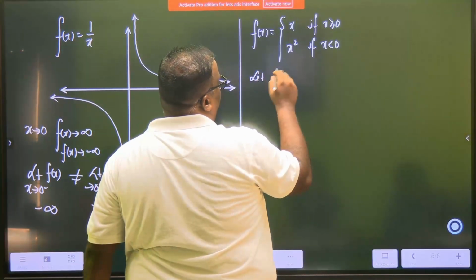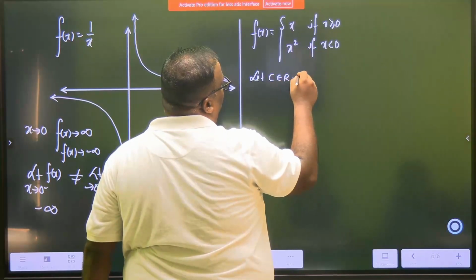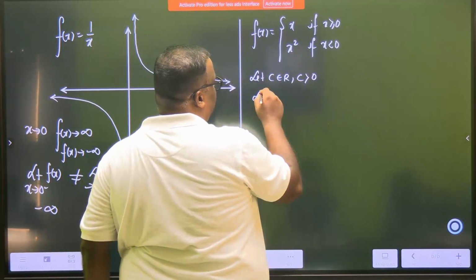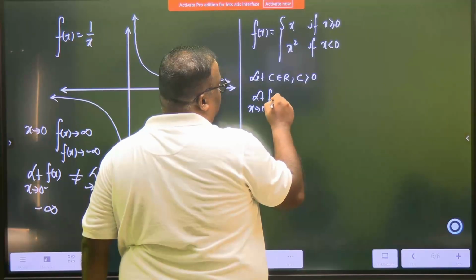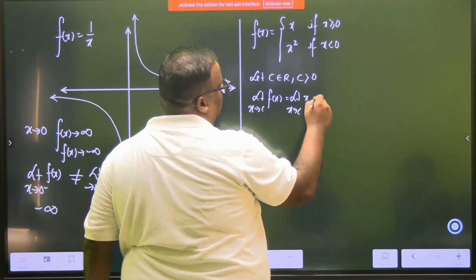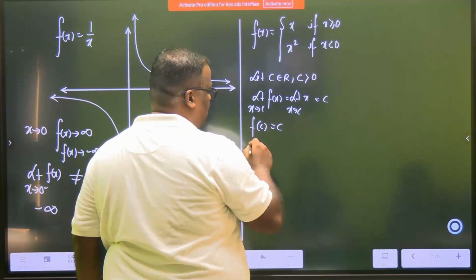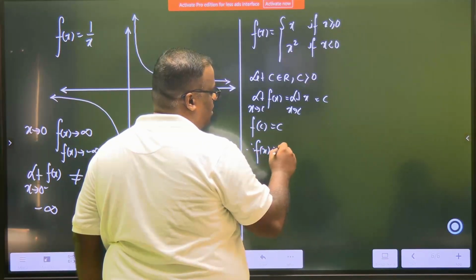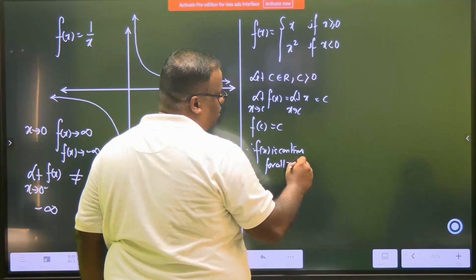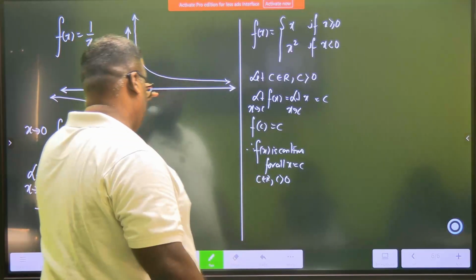Let c belong to R, this is a real valued function, and c is greater than 0. Let's take limit x tends to c of f of x. Which function will I consider? I will consider this function, x. This is equal to c. Perfect. f of c is equal to c. Therefore, f of x is continuous for all x equal to c, c belonging to R, c greater than 0. One thing we have done.